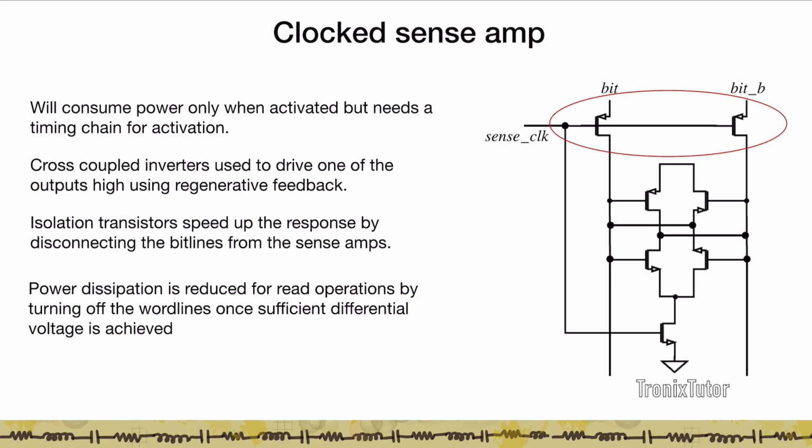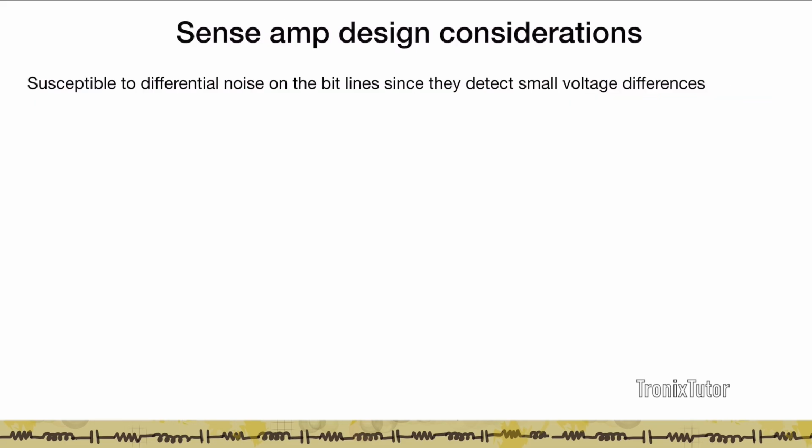So the key is to identify the minimum differential signal that needs to be developed, taking into account all the various noise sources or variations that might occur in the SRAM. And once you do that, then you design for that difference and then design the sense amp for that particular difference. Now, what are some of the design considerations when it comes to the sense amp? So remember, the sense amp has to be insensitive to common-mode noise at the bit lines, and it has to detect a voltage difference, right? So that is the goal of the sense amp.